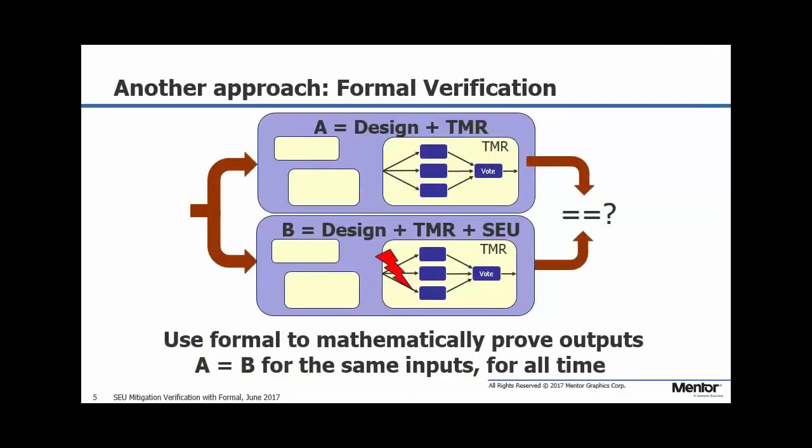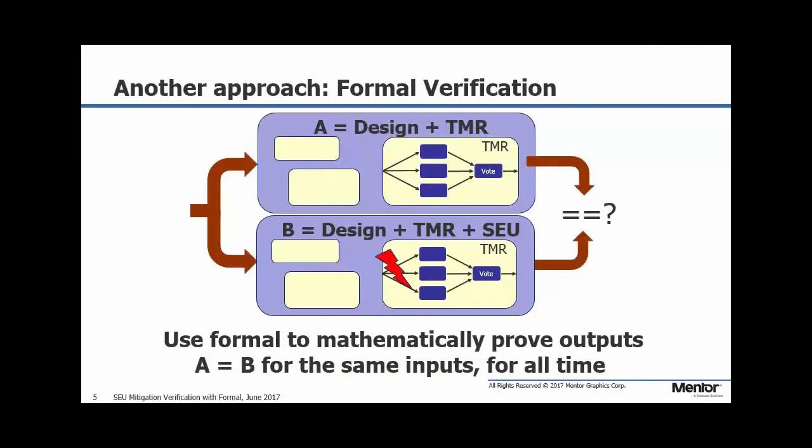So, of course, another approach is to apply formal verification to this task. And the picture here shows you what we're going to try to do. We're going to try to take our design with, in this example, TMR, but whatever safety mechanisms you added to it to make it more robust. And we're going to compare it with that same design, but we're going to modify it slightly to take a node and allow formal to inject a fault, to flip the bit or flip the signal at a time of its choosing.